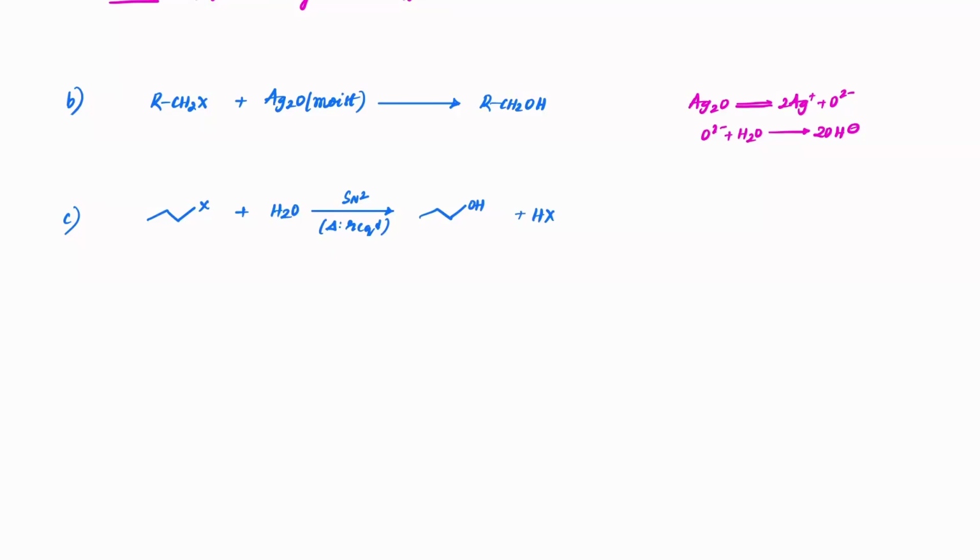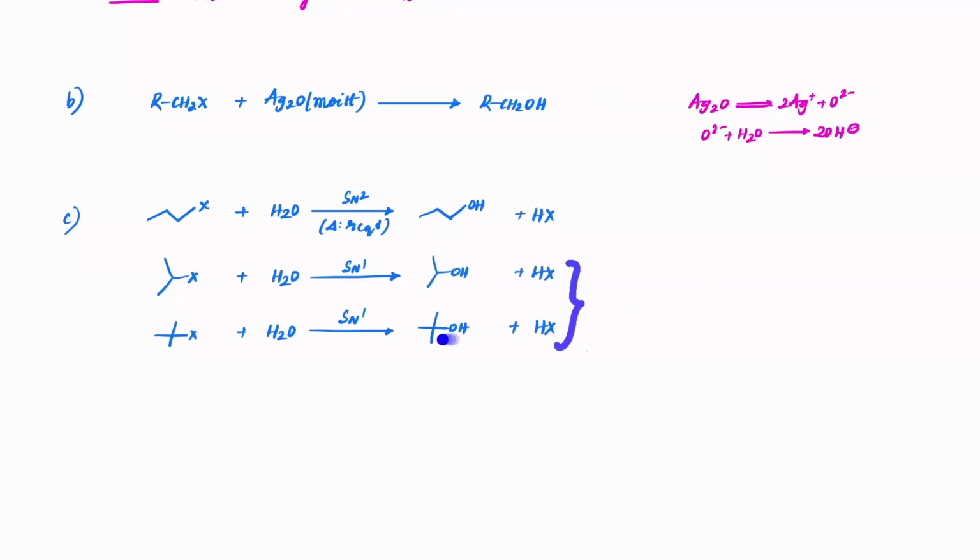Okay. Next, in case you have a 2 degree alkyl halide, when you add water, it will go via SN1 mechanism to give a 2 degree alcohol and HX. Got it. Similarly, if you have a 3 degree alkyl halide with water, it gives SN1 and a 3 degree alcohol and HX. So you can see the last two reactions are mostly via SN1 mechanism.